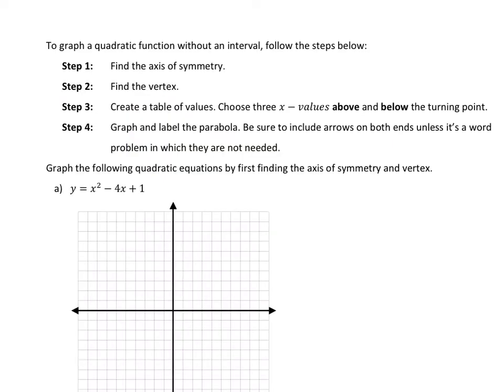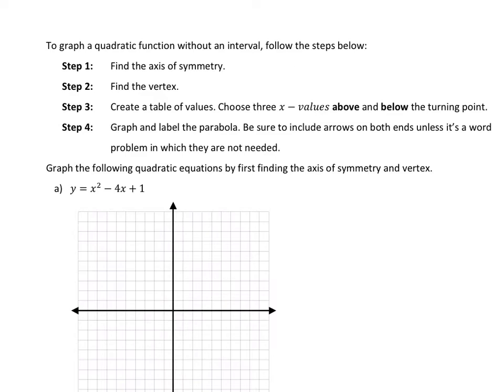To graph a quadratic function without an interval, follow the steps below. Find the axis of symmetry, find the vertex, then create a table of values. Choose 3 x values above and below the turning point. Graph and label the parabola. Be sure to include arrows on both ends unless it's a word problem in which they are not needed. And the word problem, it really depends on the type of word problem you're talking about.